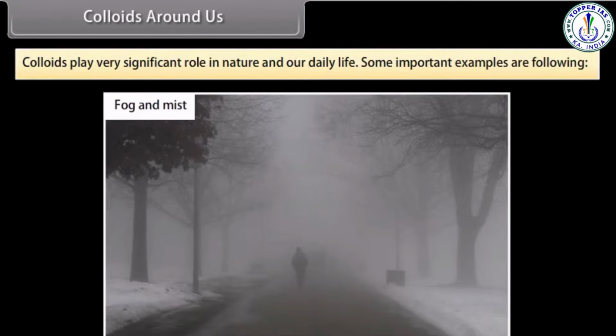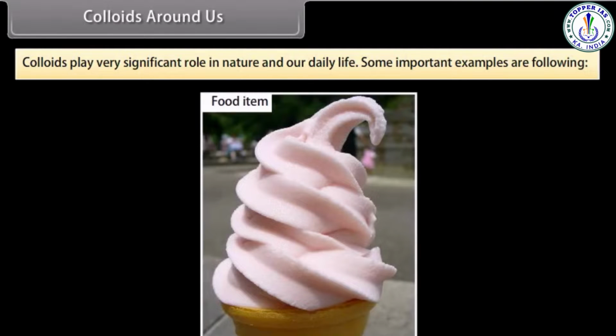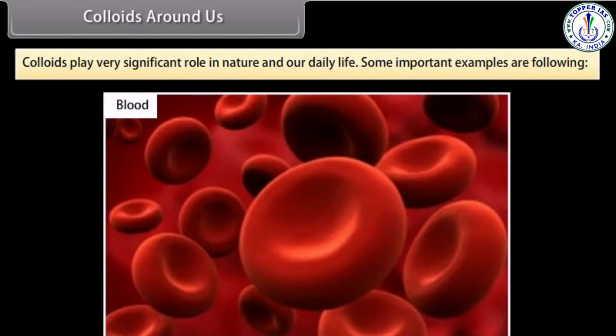Fog and mist. They are colloidal systems. When large mass of air containing dust particles cools below its dew point, the moisture present in the air condenses on the dust particles, forming fine droplets. Food items. Most of the food items are colloidal in nature. Blood. It is a colloidal solution of an albuminoid substance.